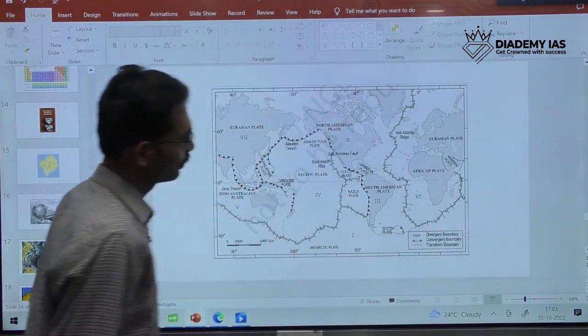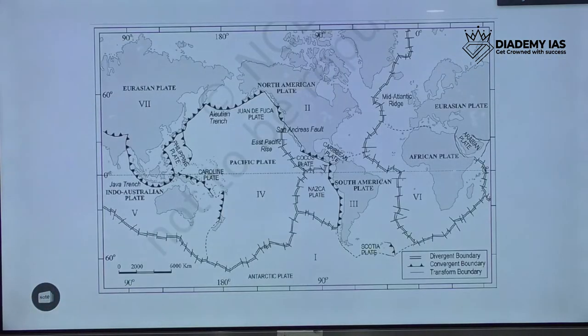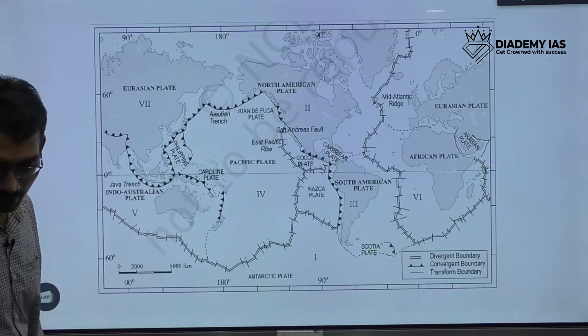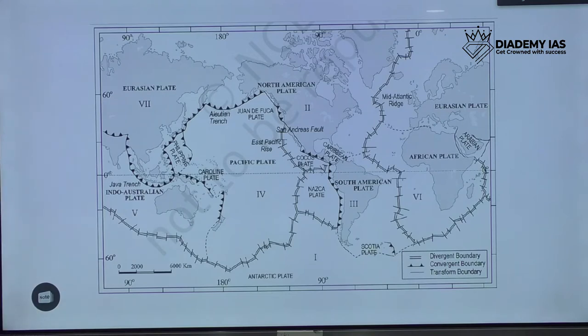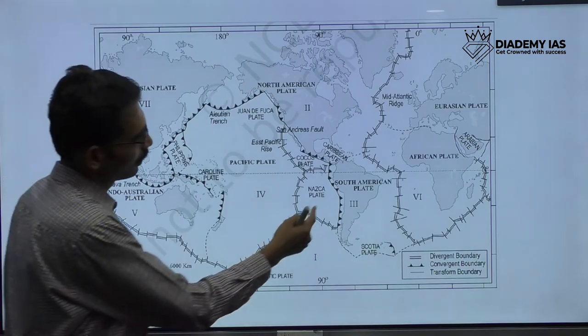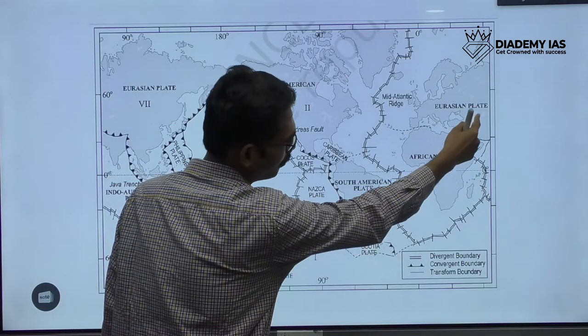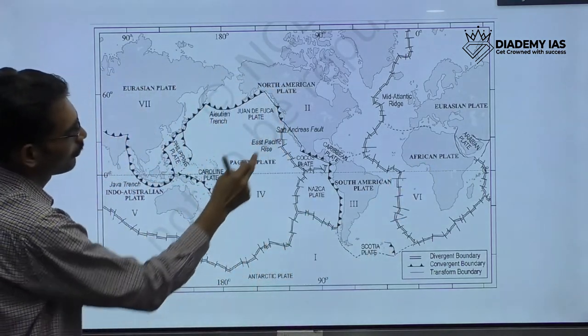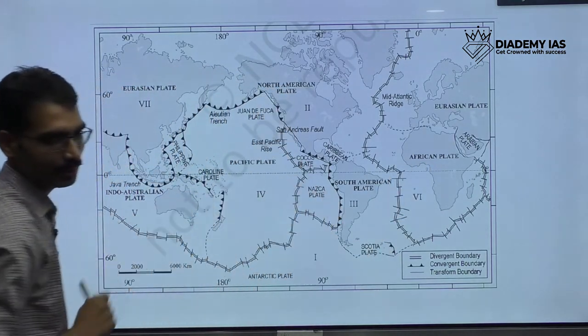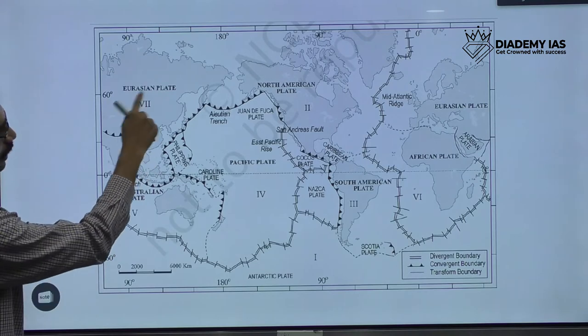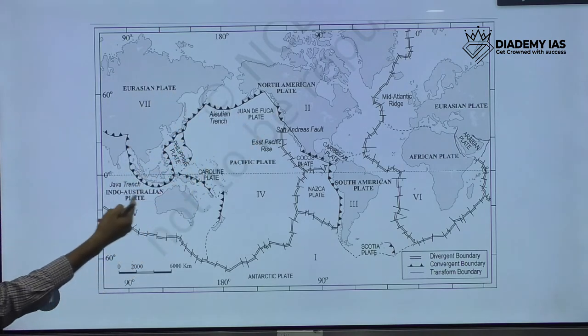Now we see in this map. These are called seven major plates. Apart from these seven major plates, there are small minor plates also. We will see some of the examples. These major plates, you see the Eurasian plate, African plate, North American plate, South American plate. Eurasian, that is coming that side, and the Indo-Australian plate.